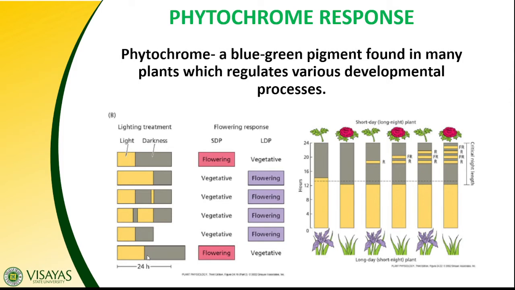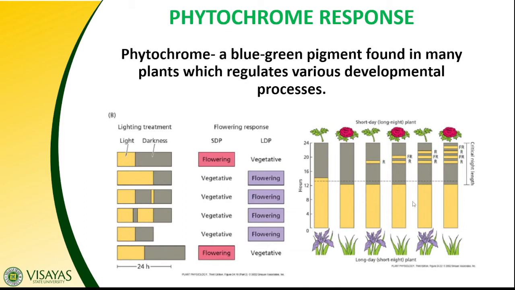This condition, as you can see, there is shorter photoperiod and longer darkness or dark period. So this is favorable to the flowering of the SDP and vegetative condition for LDP.